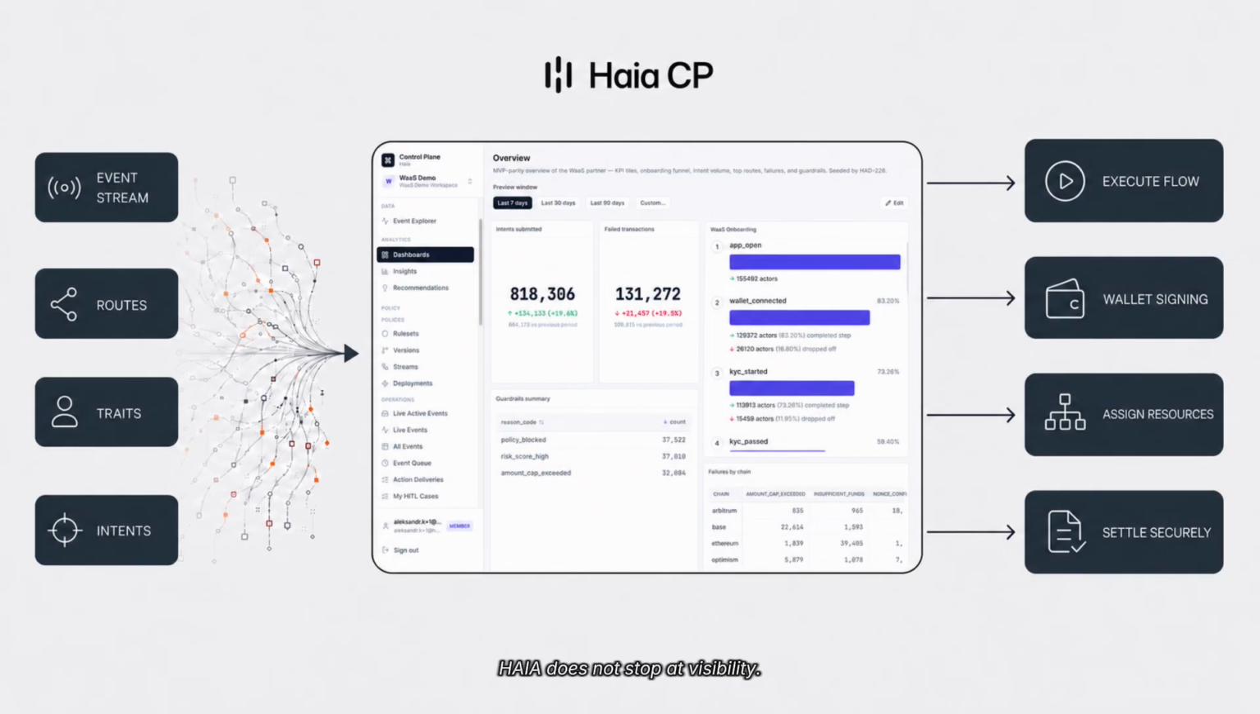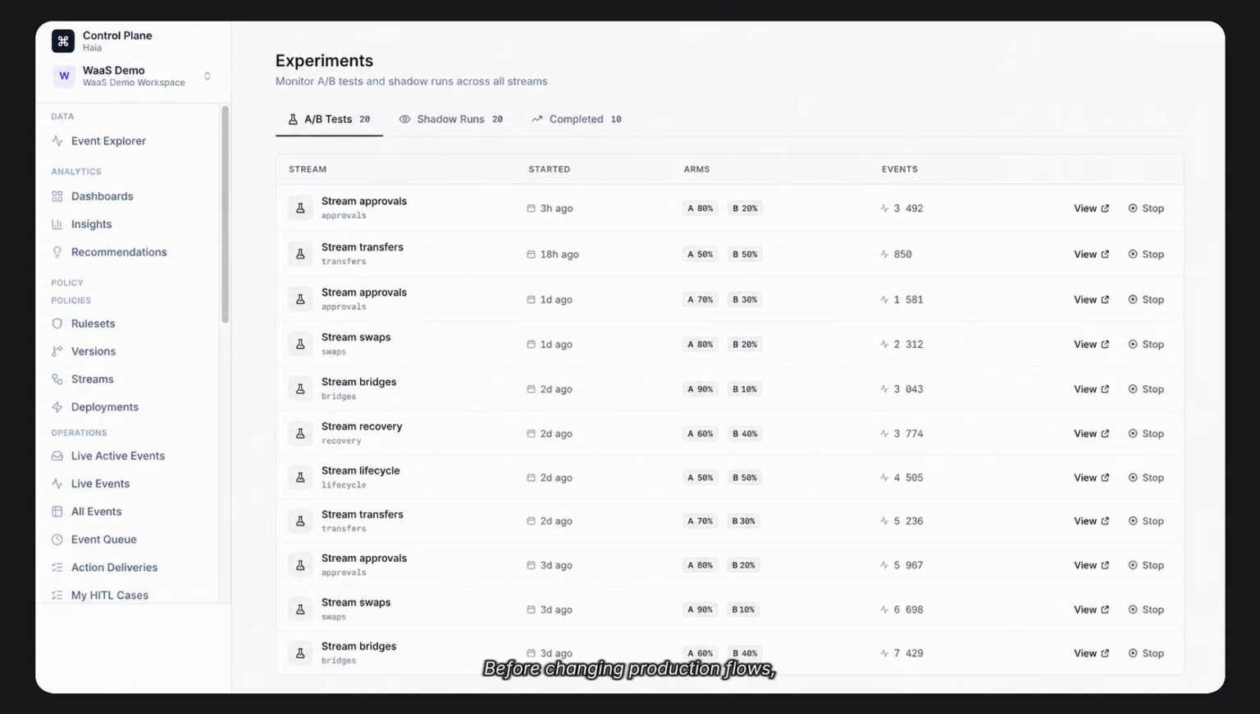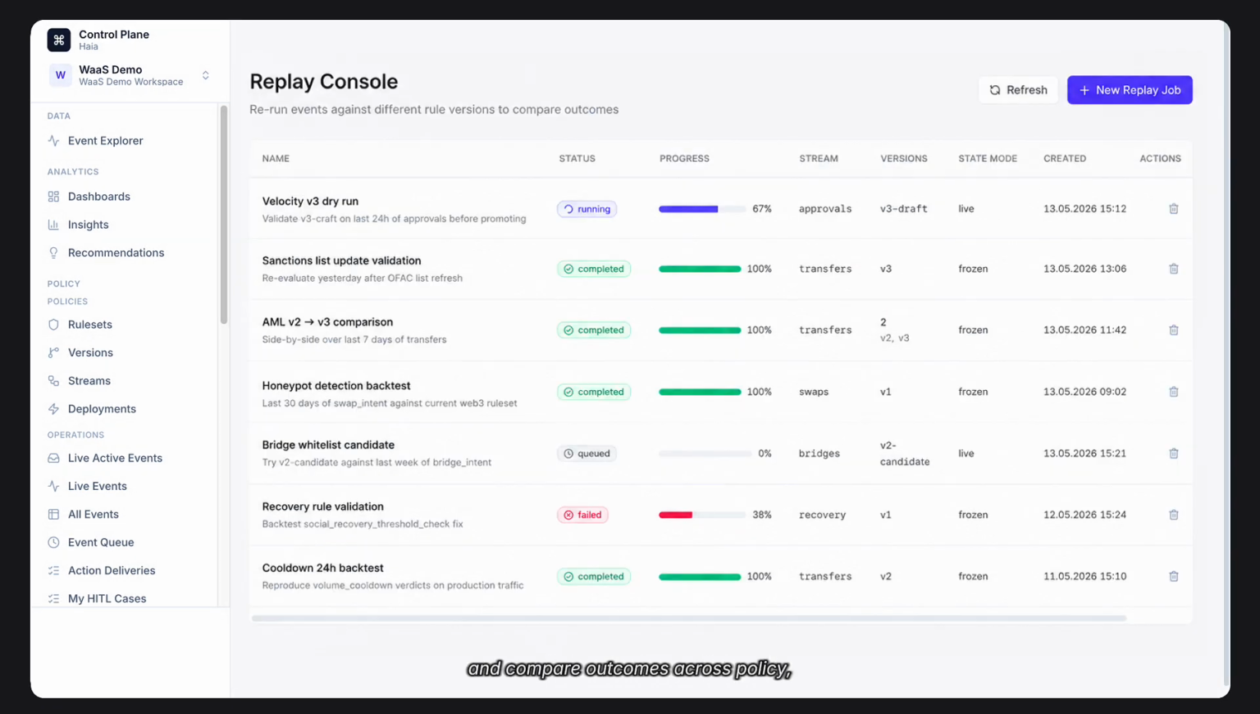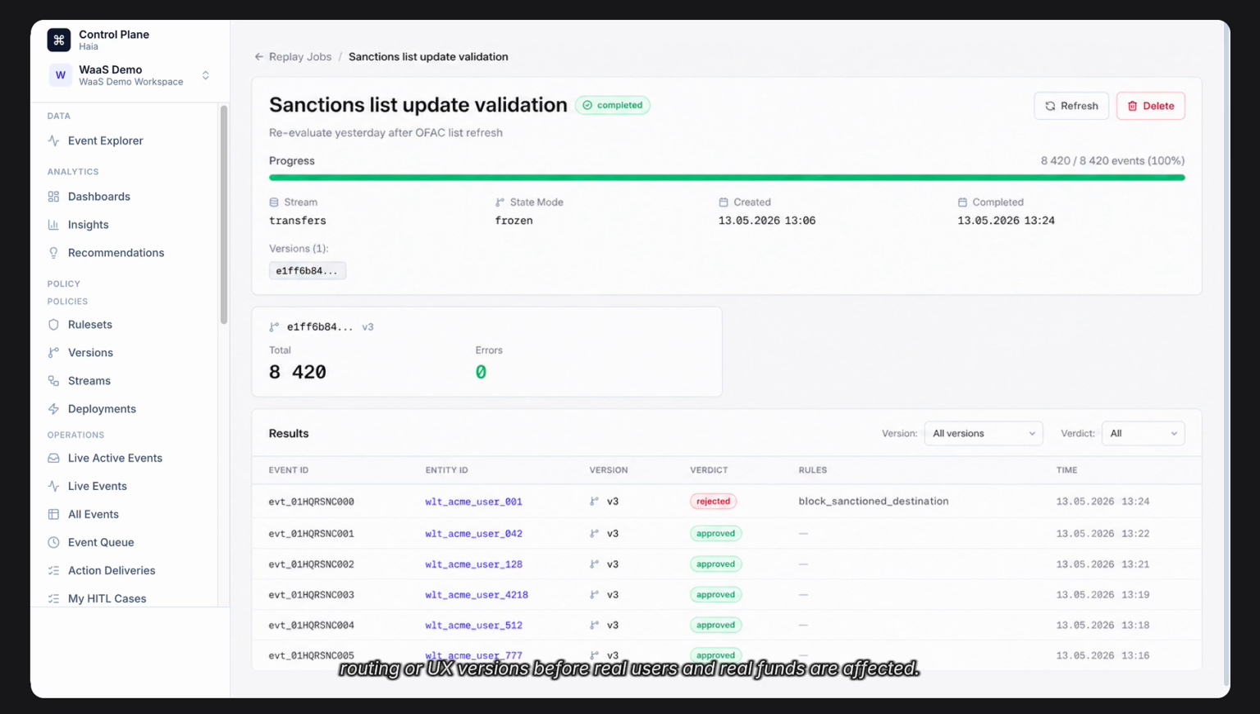Haia does not stop at visibility. It turns execution data into controlled action before settlement. Before changing production flows, teams can run experiments, launch shadow deployments, replay historical traffic, and compare outcomes across policy, routing, or UX versions before real users and real funds are affected.